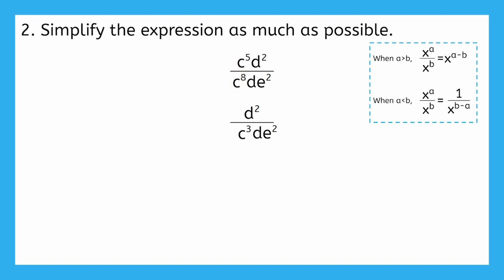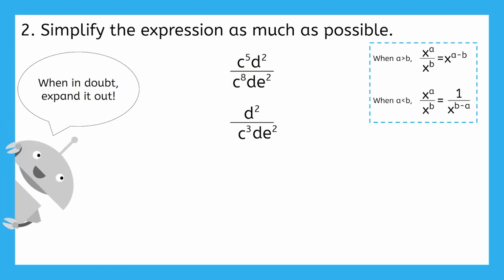Subtracting the exponents, 8 minus 5, gives us c to the power of 3 in the denominator. Try to finish simplifying the rest of this expression. Remember, when in doubt, expand it out. If you get stuck, expand the exponents out and cancel out the pairs. Pause here and we'll check your work when you're done.